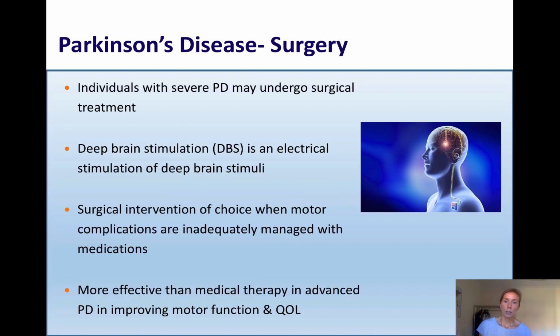Now, just to quickly note, there is possible surgical intervention with Parkinson's. This is very much more in your severe cases, but the main surgical treatment is what we call deep brain stimulation, and that's where we're electrically stimulating the deep brain, as the name implies. So it's usually the surgical intervention of choice when the motor complications aren't being managed sufficiently via the use of medications, okay? So it's the next step, the next treatment.